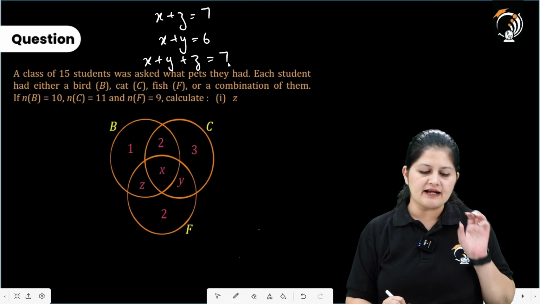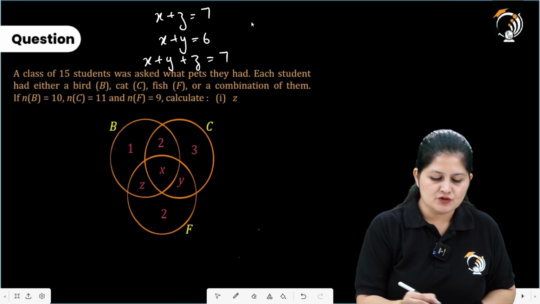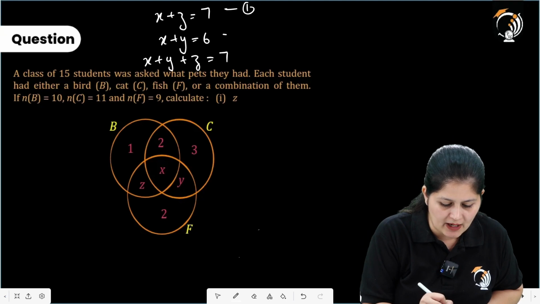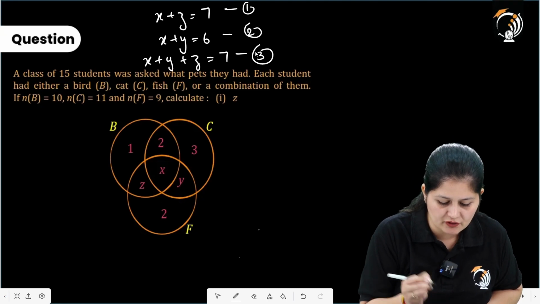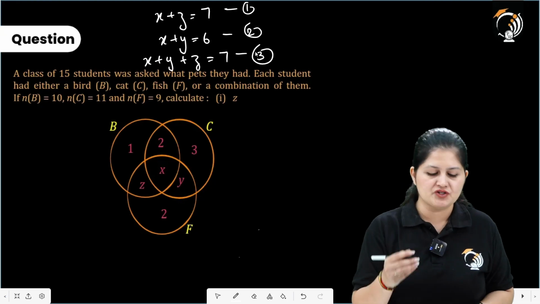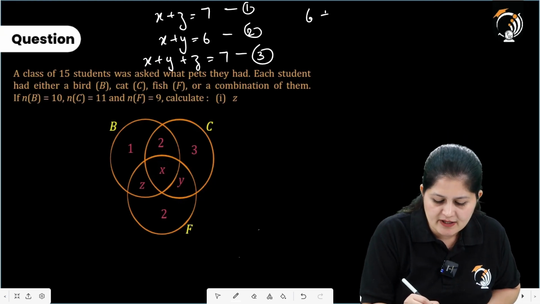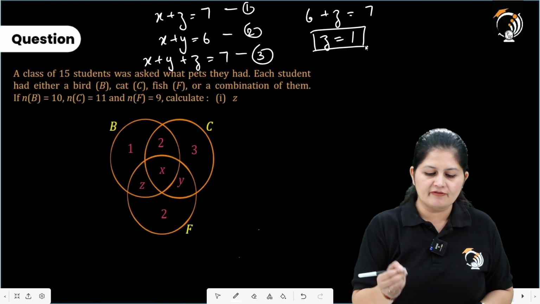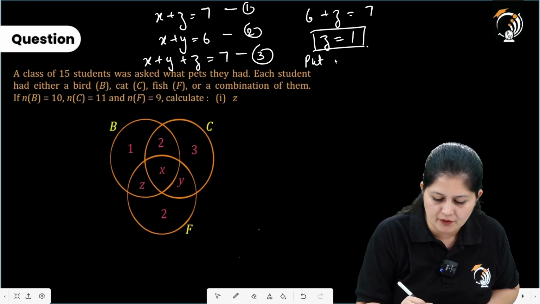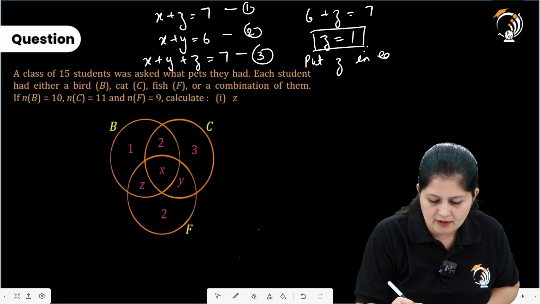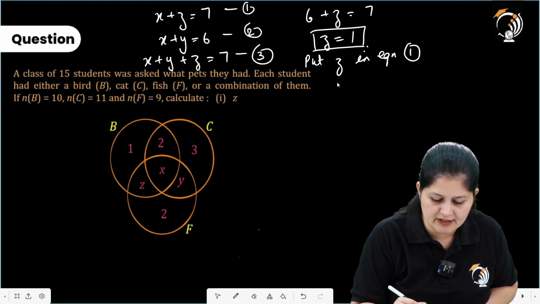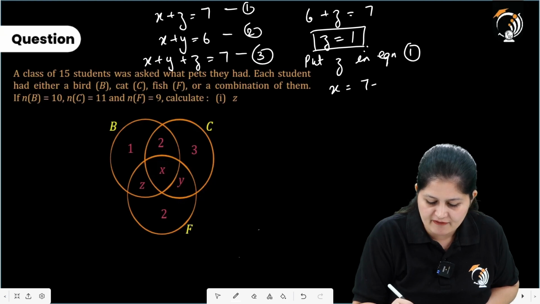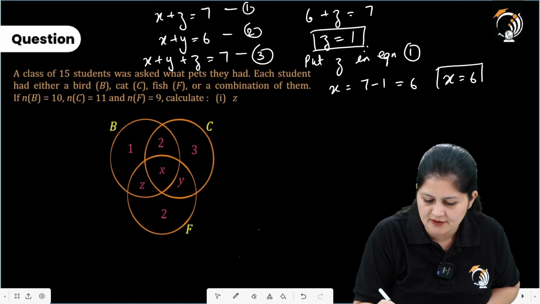So we know that x plus y is equal to 6. This is equation 1, this is your equation 2, and this is your equation 3. So substituting 2 in equation 3, we get 6 plus z is equal to 7, so we get the value of z is equal to 1. Further, if we put z in equation 1, we get x is equal to 7 minus 1, which is equal to 6. So we have got x is equal to 6 here.